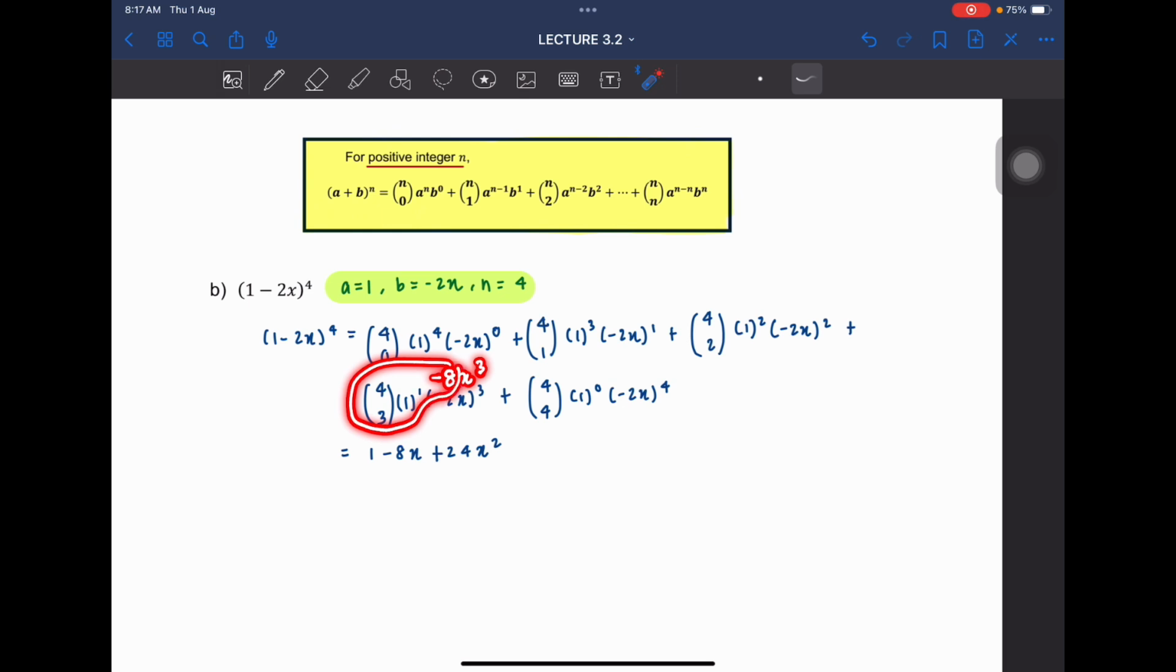Press this one into our calculator. We're going to get negative 32. Negative 32, and then x cubed. Okay, and then for the last one, we have this one.